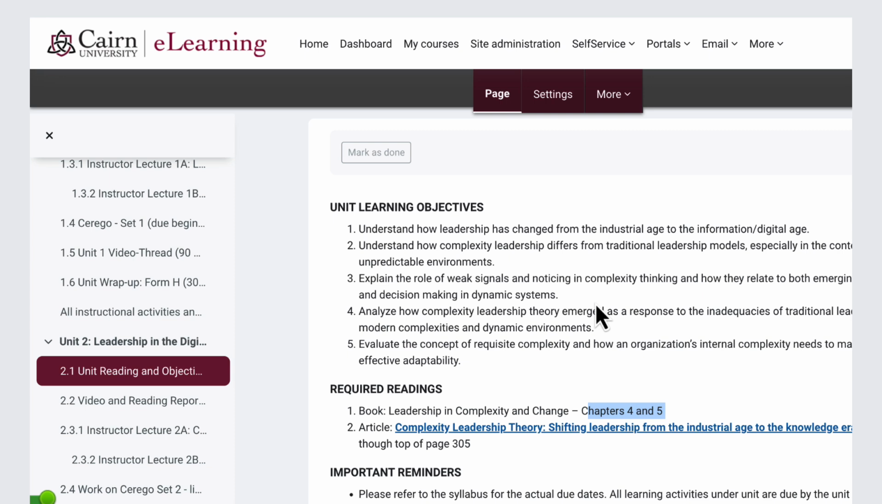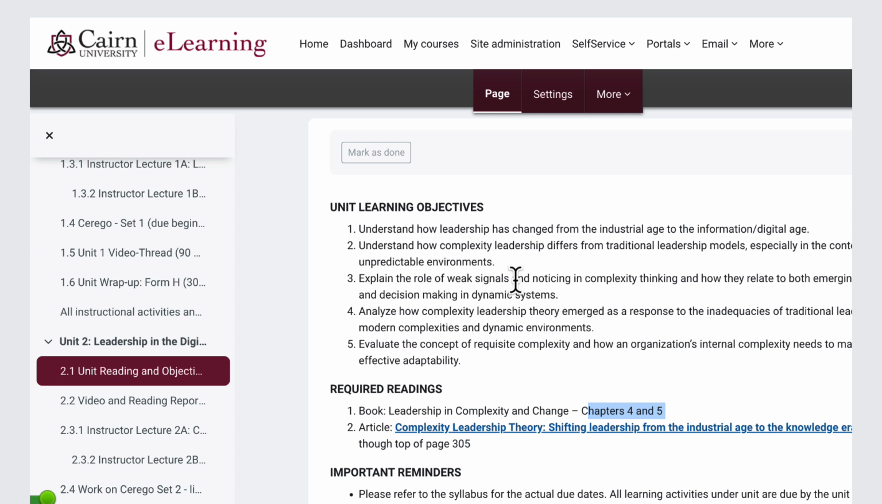As you contemplate the readings for the students, it's important that they be aligned again with the objectives for that unit, and you don't want to overload, to make it too burdensome for the students to complete the readings. So it has to be something that will effectively help them understand those objectives for that particular unit.